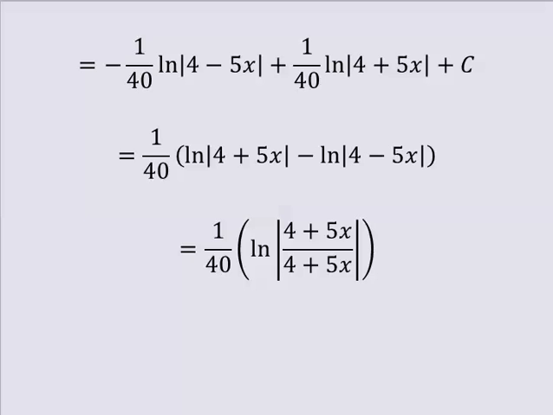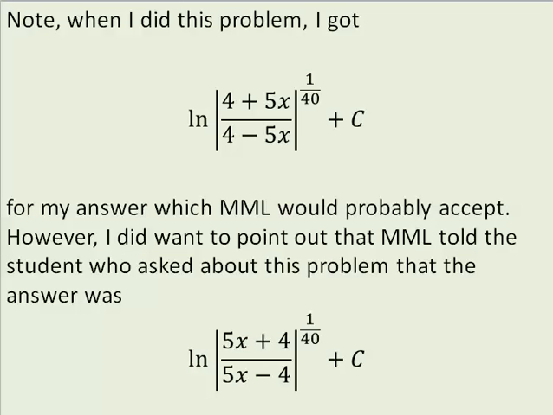Next, I'm going to use the power rule. I have a log and I have a coefficient of 1 over 40. That coefficient, when it's brought into the log, becomes the exponent. And this is my final answer. Before you go, I just want to tell you one more thing. When I did this problem, I got this answer, which MML, my MyMathLab, would probably accept. If they don't, certainly you need to tell me, because they should.